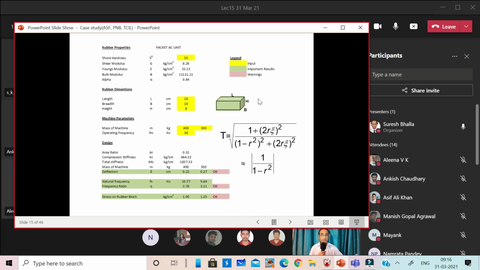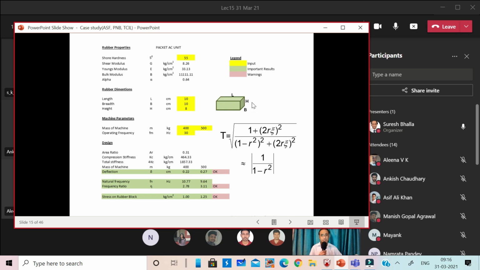So we have these rubber pads, and we can calculate their stiffness. We have already learned this. So from the stiffness and the mass of the machine, we can find out the natural frequency, and we already have the operating frequency of the machine. So from here we could calculate the transmissibility.